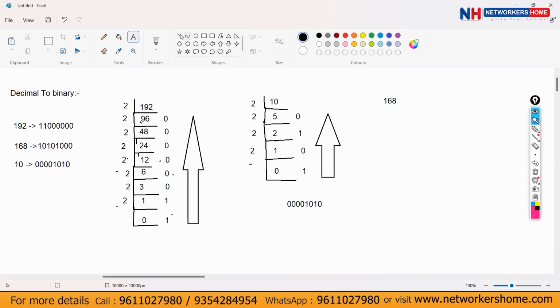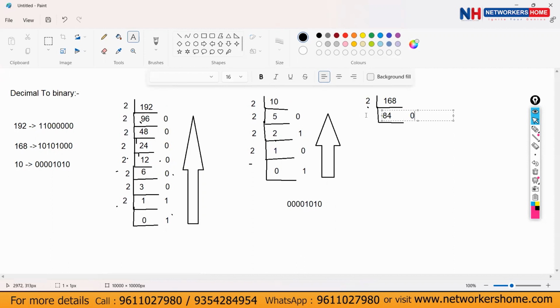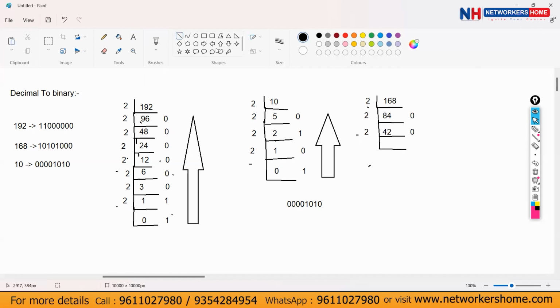168 divided by 2. What is the answer? 84. Okay. 84. Remainder is 0. Again divide this by 2. What do you get? 42. Remainder again is 0. 42 divided by 2. 21. Okay. Remainder 0.